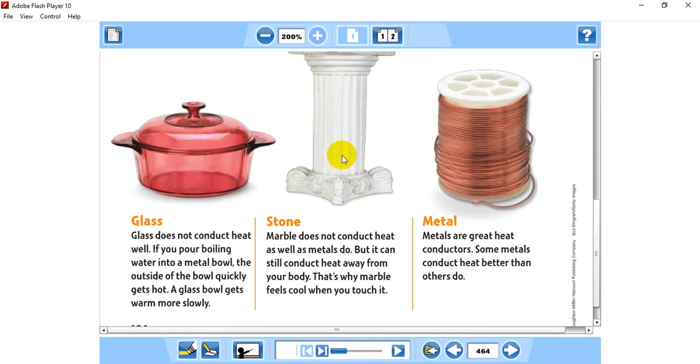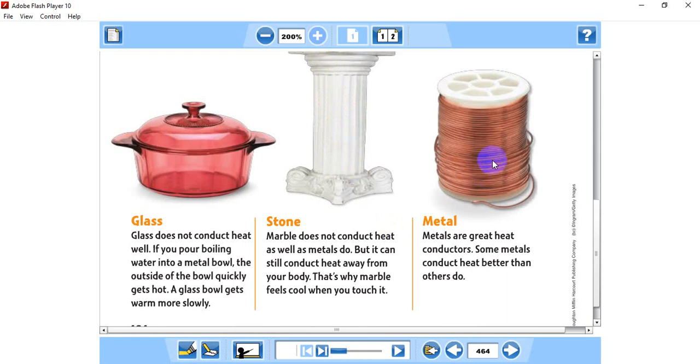This is what we mean. So for that reason, it can still conduct heat away from your body, or keep the heat away from your body. So when you touch it, your warm hand will touch the marble here and you will feel it cool, because it conducts heat away from your body. Okay guys? Okay. What about the metal here?